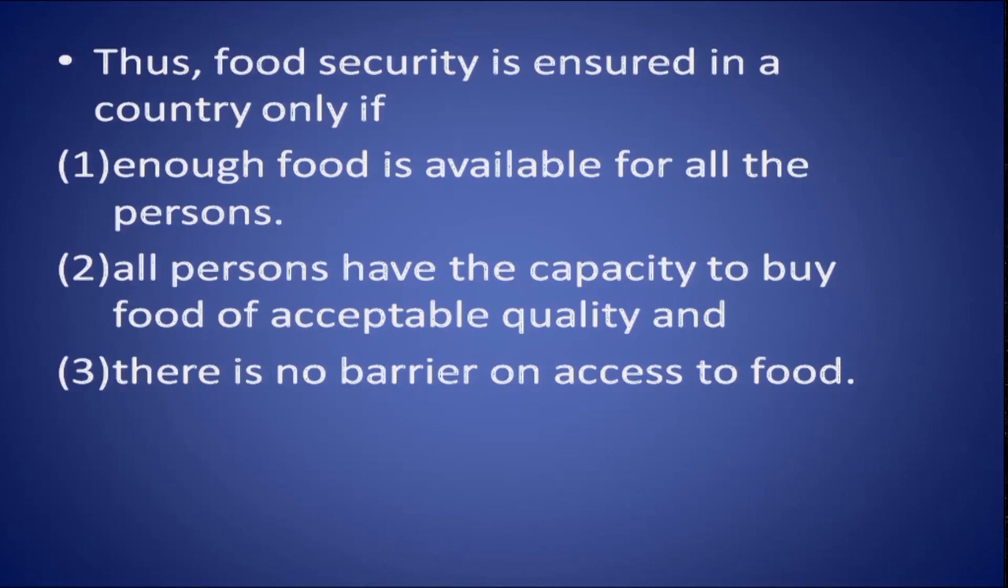And all the persons should have the capacity to buy food of good, acceptable quality. And third, there should not be any obstruction in accessing food. No barrier on access to food. If these three points are taken up properly, then and only then the problem of food security could be resolved in a country. Otherwise, it will be a difficult task.